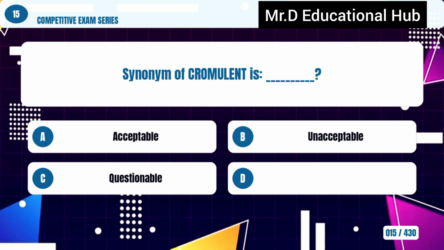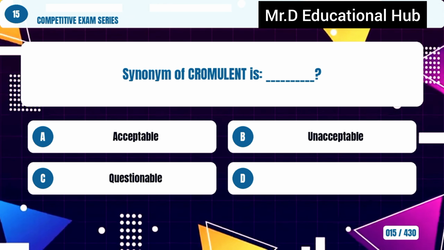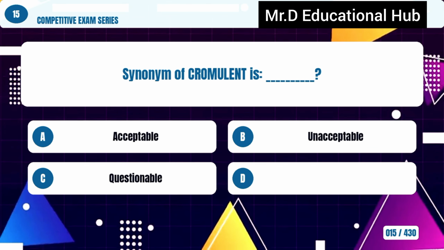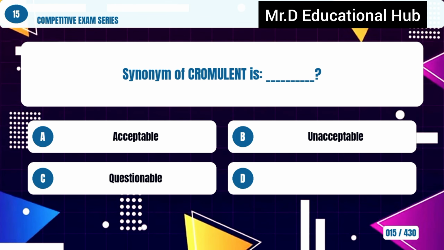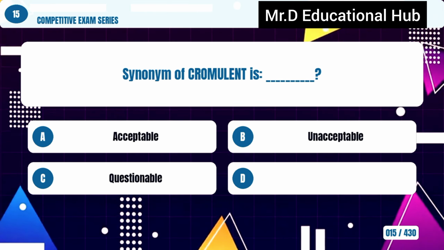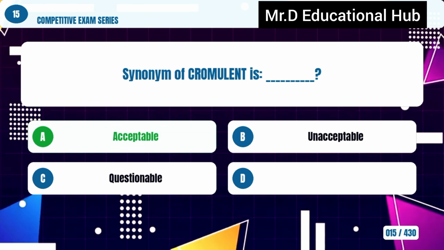Question: synonym of cromulent is blank. Option A, acceptable. Option B, unacceptable. Option C, questionable. Option D. Correct answer is option A.